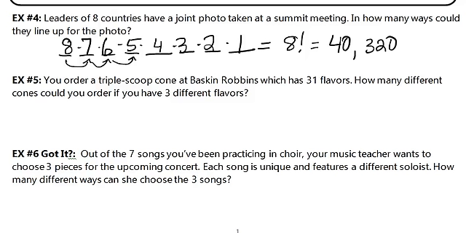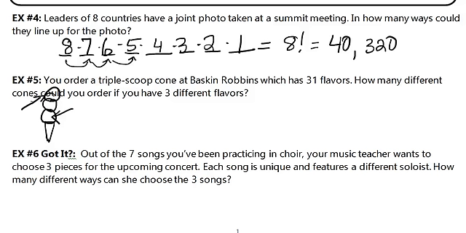So let's say you order a triple scoop cone at Baskin-Robbins, which has 31 flavors. How many different cones could you order if you have 3 different flavors? Taking a look at an ice cream cone with 3 different scoops, we are also considering that a cone with 1 flavor on the bottom is also the same as it being on the top. So we're just looking at the combinations and options of that.